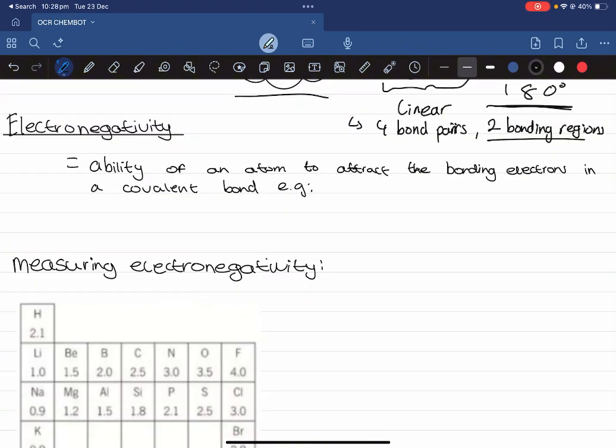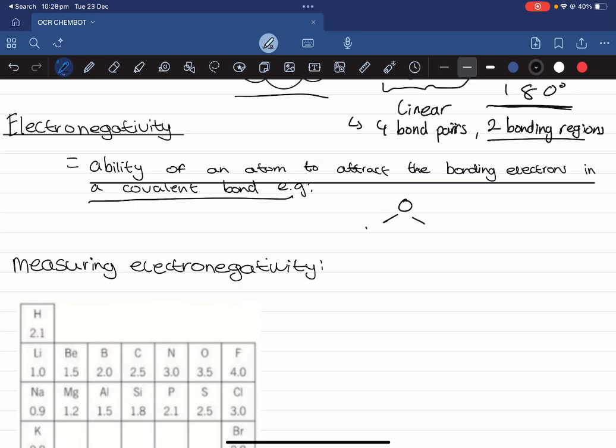Now we have to move on to electronegativity. The general definition of electronegativity, which you must know, is that it is the ability of an atom to attract the bonding electrons in a covalent bond. An example of this is water. Here, oxygen is extremely electronegative. This means that the electrons within the bonds between the O and H tend to lie closer to the oxygen as opposed to the hydrogen.